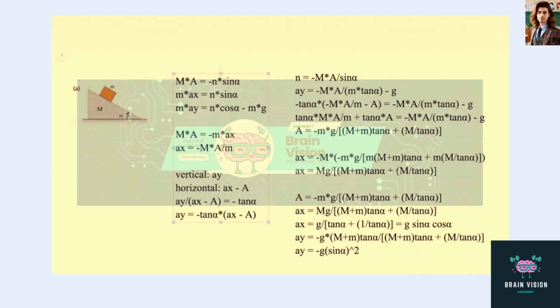Now, part C asks us, as seen by a stationary observer, what is the shape of the trajectory of the block? So the trajectory of the block, remember, is going to be described by this equation and this equation, ax and ay. So it's a little bit tricky to see, but if you plot this out, you'll see that ax and ay actually give the trajectory of a spiral. So a spiral trajectory is the answer for part C.